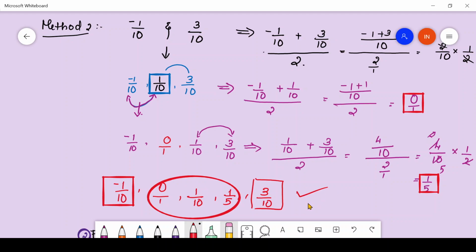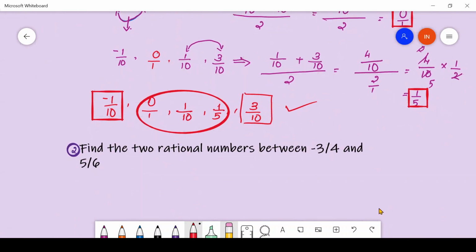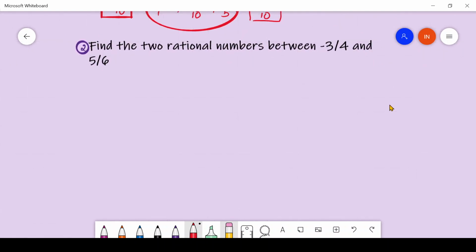Okay. Now let us see one more question. That means let me show you one more example of how to find out. Okay. So here in the second question you can see I have taken negative 3 by 4 and 5 by 6 as the two rational numbers, and I'm going to find out different rational numbers between these two. So let us see how to find out. First of all, as I told in the previous question, you have to make the denominator same for these two rational numbers. This is method 1. Okay, method 1.